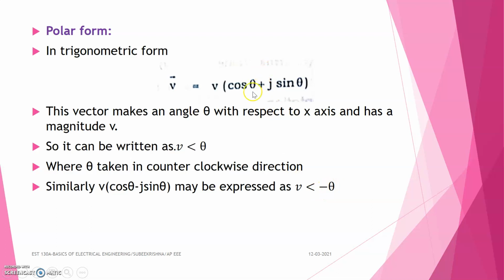Here it is a plus sign, so we can write the phasor like V angle theta, and here the sign is negative, so we can write this like V angle minus theta.